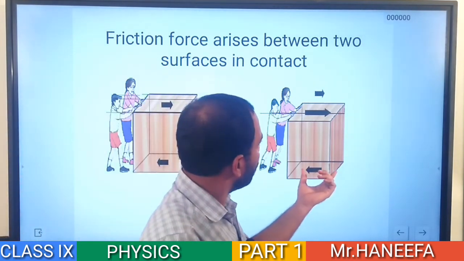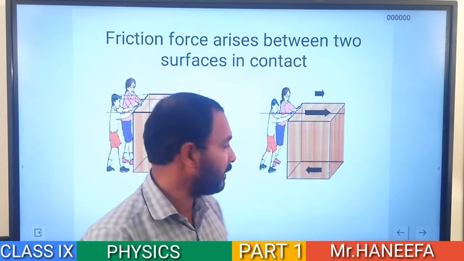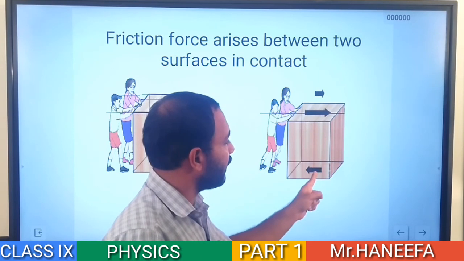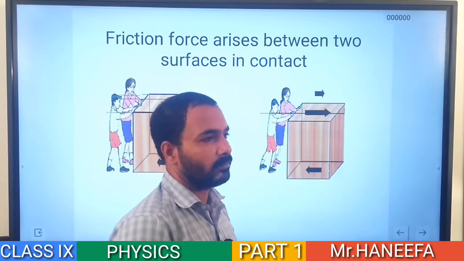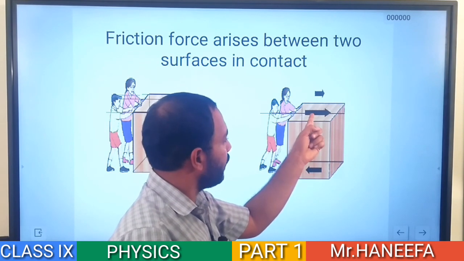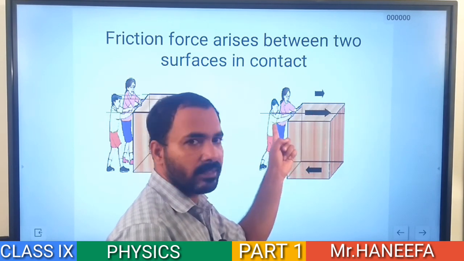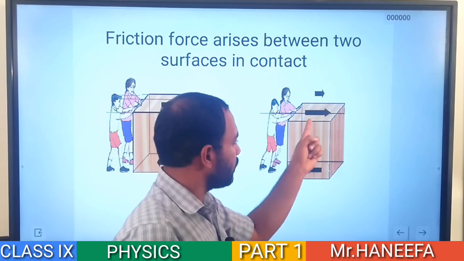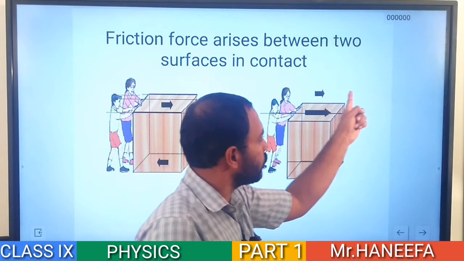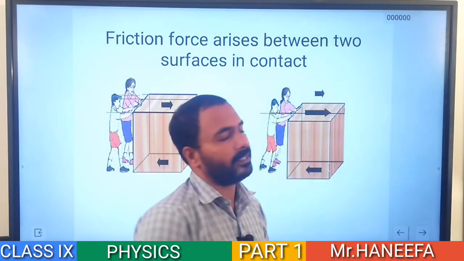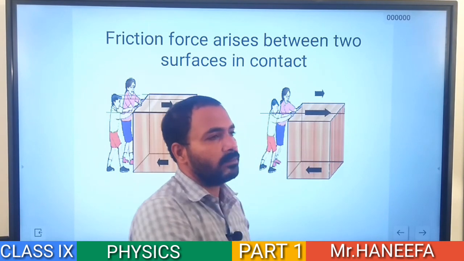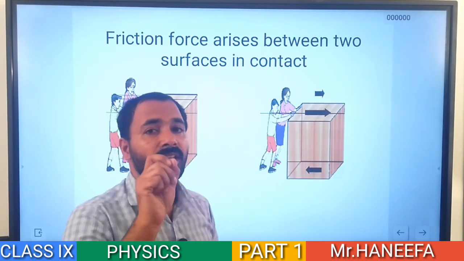This is an example of unbalanced force. Why is it called unbalanced force? The applied force is greater than the frictional force. So here is the frictional force. Here is the applied force exerted by the students. Here the applied force is greater than the frictional force. So the object moves in the direction of the applied force. In this case, the metal box moves in the direction of the applied force.